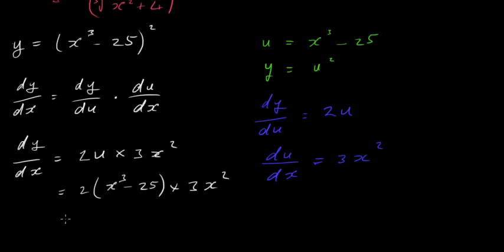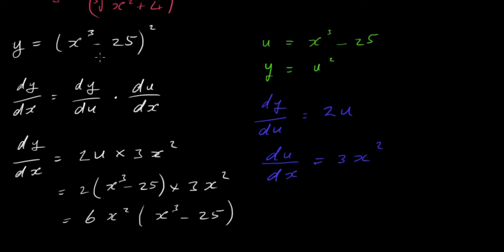Now really that's it, that's your answer, but let's see if we can tidy it up. We can multiply this 3 by this 2 to give us 6. We have the x squared there, and then we've got the x cubed minus 25. And that's it really. You could multiply out the brackets there if you wanted to, depending on what way you want your answer.